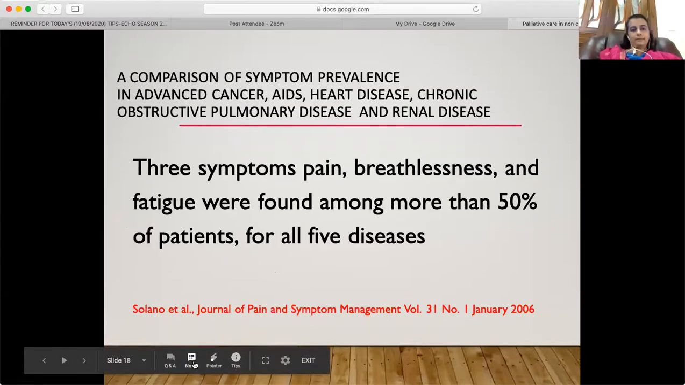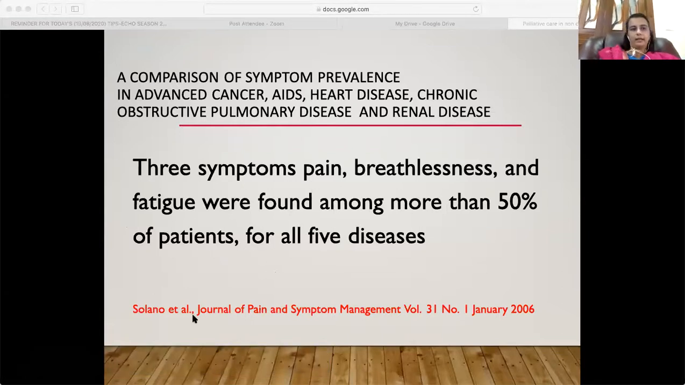Now, why is it important? Why do we want to get palliative care involved for non-cancer conditions? Why do you think it's important? If you remember George, who doesn't have a cancer diagnosis, if you think of his symptoms, you can understand that these are the common symptoms that you must have learned about in cancer also.